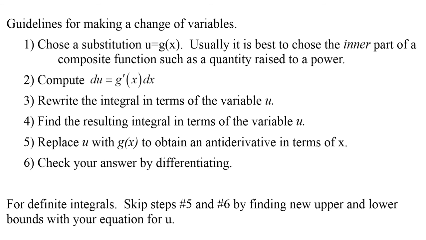Compute what du is, and du is just going to be g prime of x times dx. Rewrite the integral in terms of the variable u. Find the resulting integral in terms of u, and then replace u with g of x to obtain the antiderivative in terms of x, and then check your answer by differentiating. For definite integrals, though, and we're going to do one here as my last example, we can skip steps 5 and 6 by finding a new upper and lower bound with your equation for u.